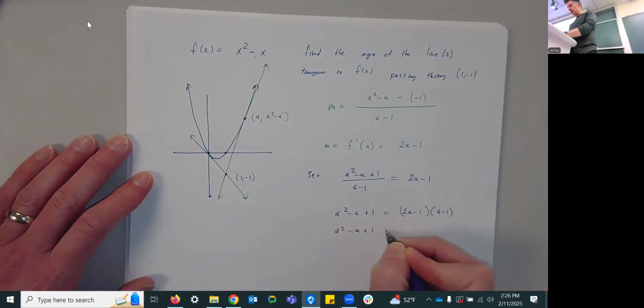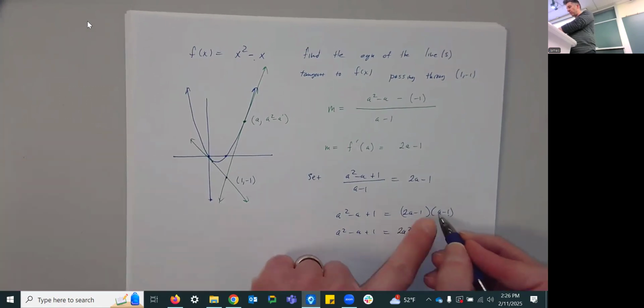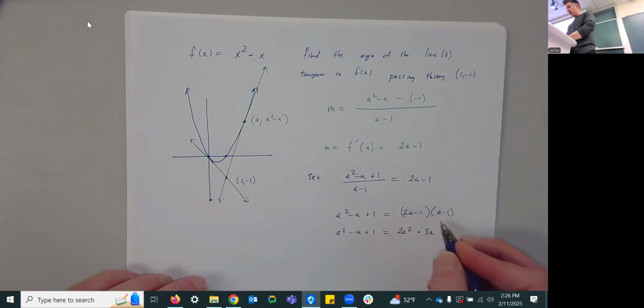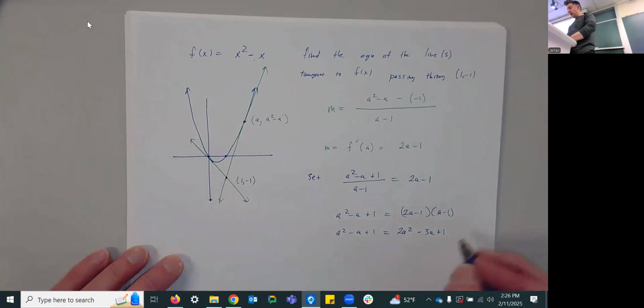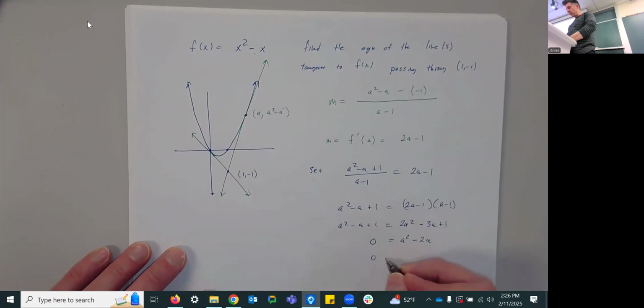Multiply out the right-hand side. You get 2a squared. You get -2a plus, -2a minus a, which is minus 3a. And then -1 times -1 is +1. Look, yes, the ones cancel. That's convenient. And if I bring everything to the right-hand side, I'm going to have 0 on the left. 2a squared minus a squared is a squared. -3a plus a is minus 2a. And 1 minus 1 is 0. So we can factor the right-hand side and get a times a minus 2.